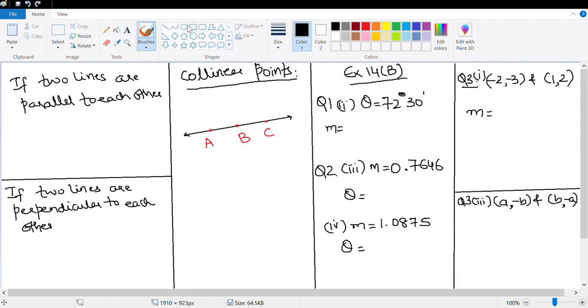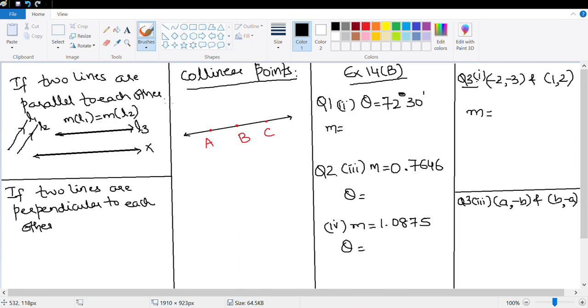So if two lines are parallel to each other, they will have the same slope. Like we saw the example of the x-axis and a line parallel to the x-axis. So if this is my x-axis and this is a line which we looked at in the previous question, L3, the slope of these two would be equal. Similarly, any two lines which are parallel to each other, the slope will be equal. So if this is line 1 and this is line 2, m of line 1 will be equal to m of line 2, m being the slope.